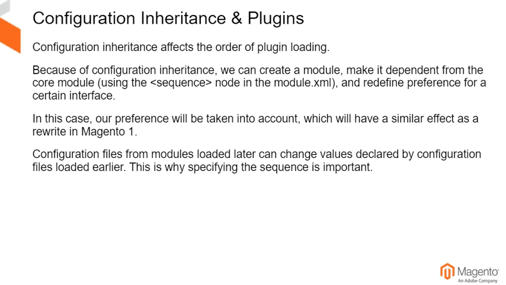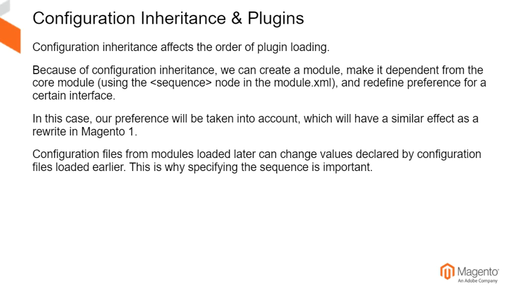acl.xml, config.xml, di.xml, module.xml, webapi.xml. Because of configuration inheritance, we can create a module, make it dependent from a core module using the sequence node in the module.xml and composer.json files, and redefine a preference for a certain interface using the di.xml.